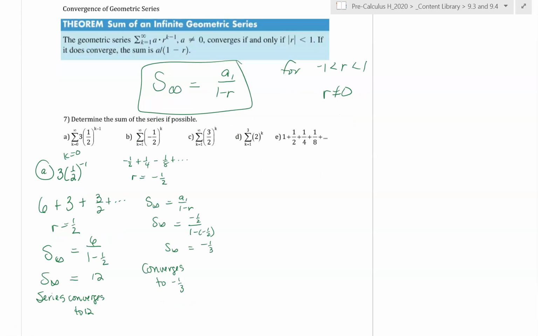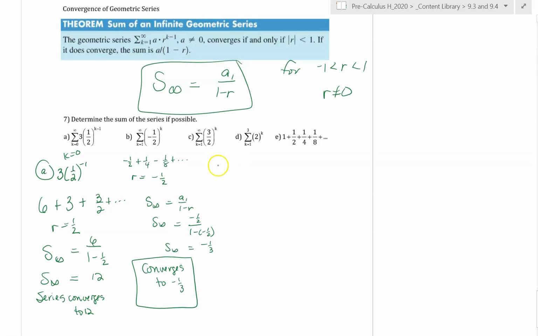So for part B, I generated some terms just to help my eyes a little bit. I said the index of summation was 1 to infinity, so let k equal 1. I get -1/2, let k equal 2, 1/4, etc. Looking at this series, we realize the common ratio is -1/2. That is between -1 and 1, but not 0, so I can use the formula. The first term was -1/2, and the common ratio was -1/2. So I ended up with a series that converges to 1/3. There was a sum. Let's think about part C.